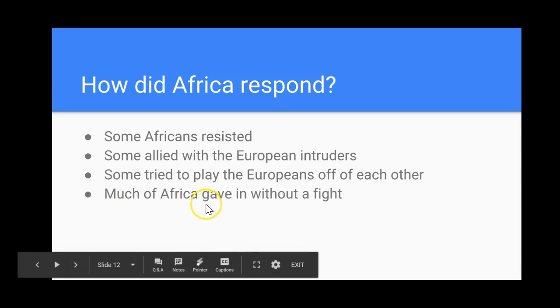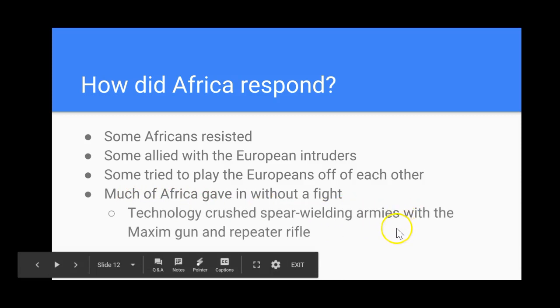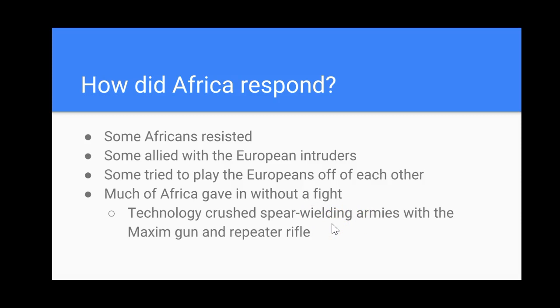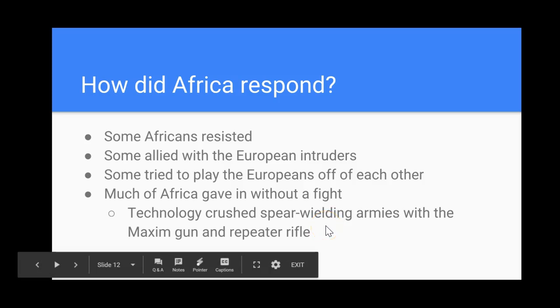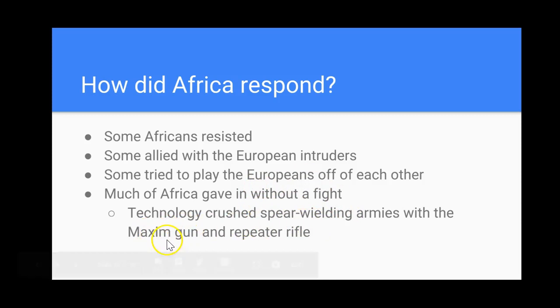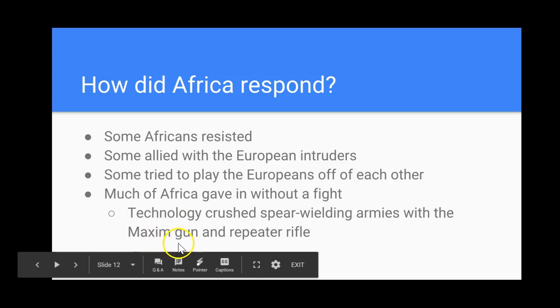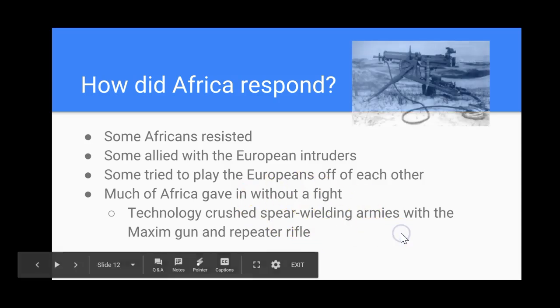And what it comes down to is much of Africa actually gave in without a fight because it was hard to fight the Europeans with their advanced technology. You have to remember that Africans were in the Iron Age, really, and so they had spears. And think about the Native Americans fighting the Spanish when they were colonizing. It is hard for a bow and arrow or a spear to do a lot of damage against technologically advanced weaponry like the Maxim gun or a repeater rifle. So not quite a machine gun, but it can shoot a lot faster than a spear can be thrown. So this is a Maxim gun, just to show you.